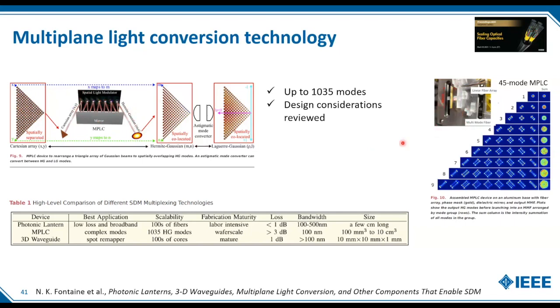This is a picture of the device used to demonstrate a 45 mode transmission. The paper reviews the main design criteria of these devices, and provides a nice comparison between these technologies that I briefly introduced.